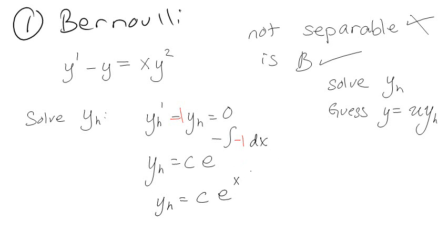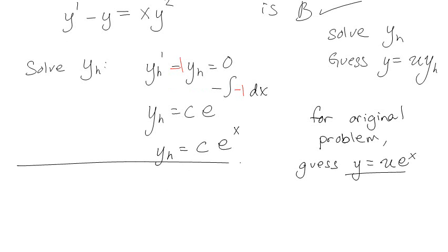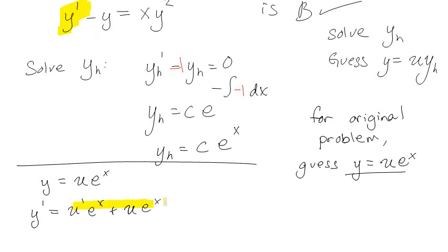So for our original problem, we're going to guess y is equal to some unknown function times e to the x. That's going to be our guess. We're going to take the derivative of that. If y is equal to u times e to the x, that means y prime is equal to u prime e to the x plus u e to the x. That's kind of fun. Now we substitute y prime and y into the original equation in all the places that they occur.